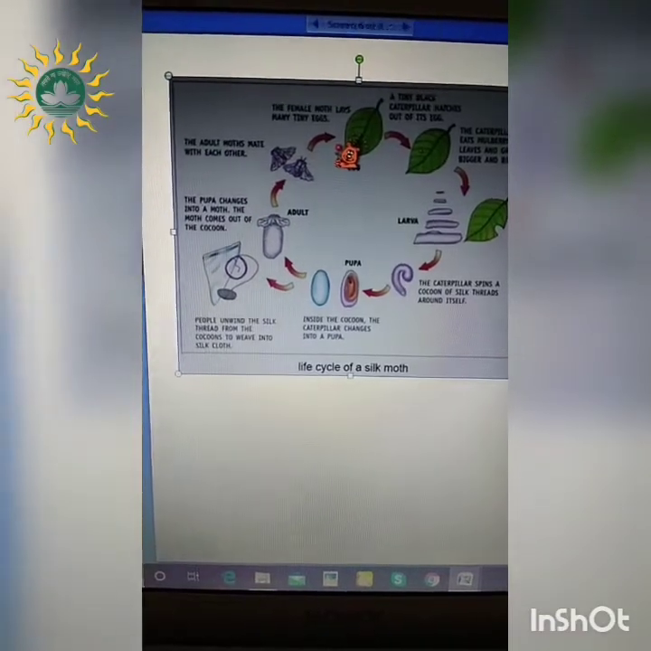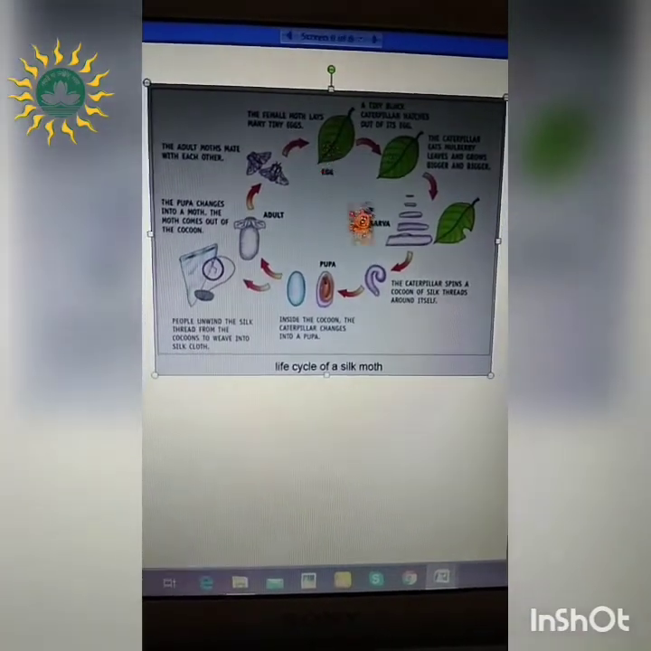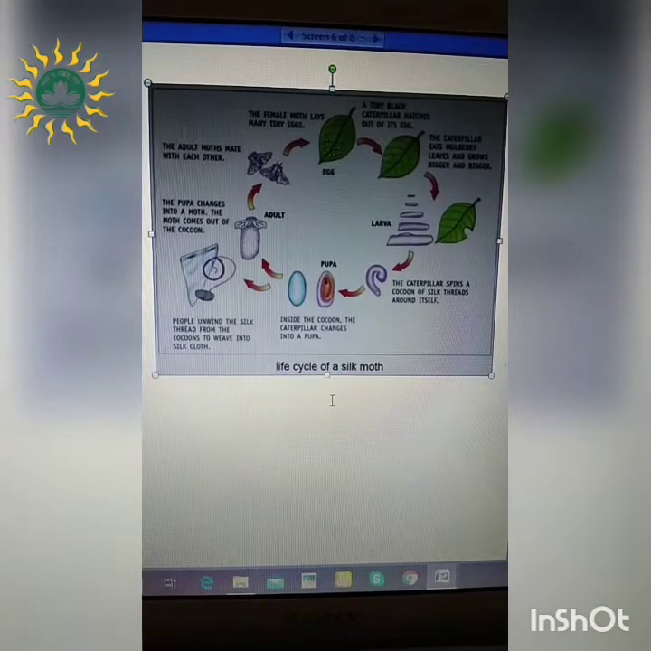So this life cycle continues, and this life cycle is happening. Why? To get the silk thread and the silk fiber, so that silk cloths can be made. So I hope this part is clear to everybody.